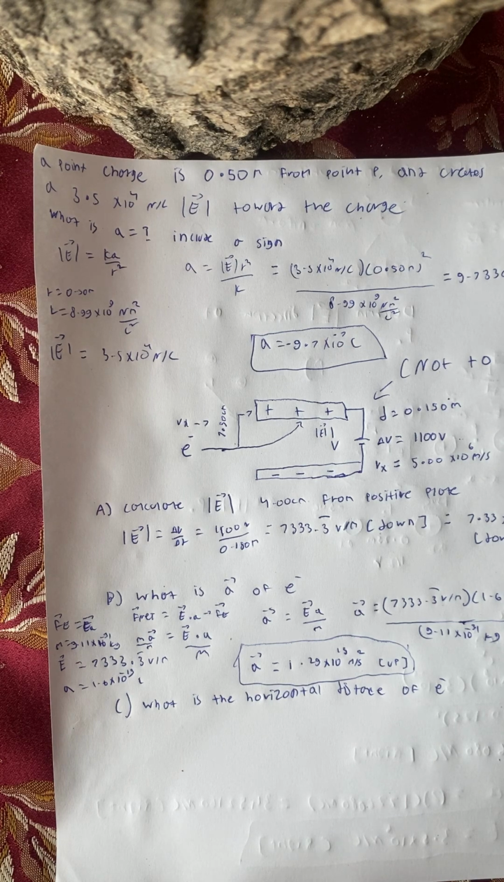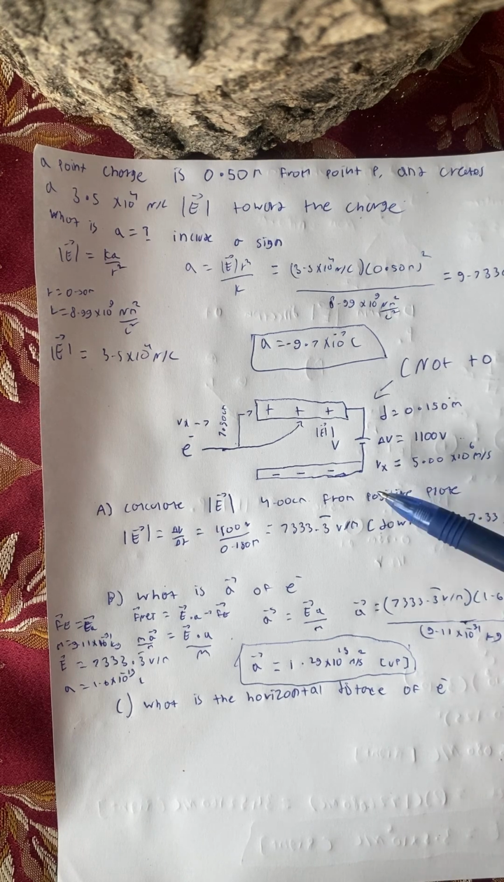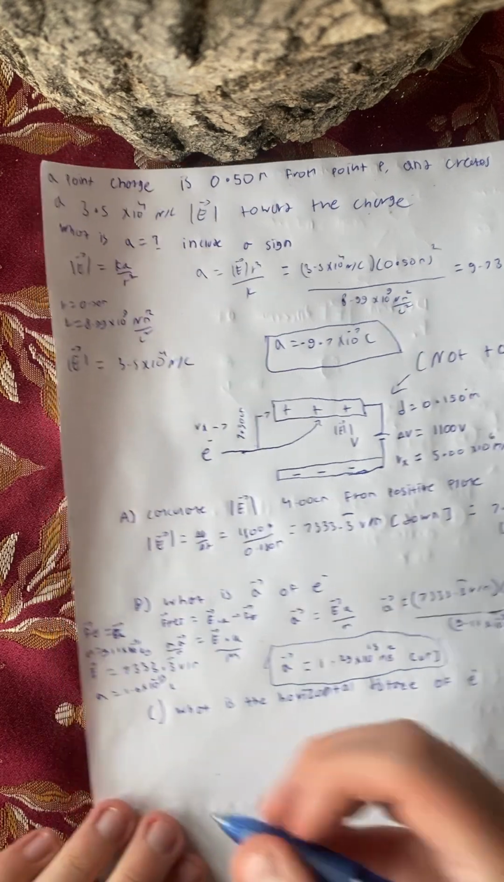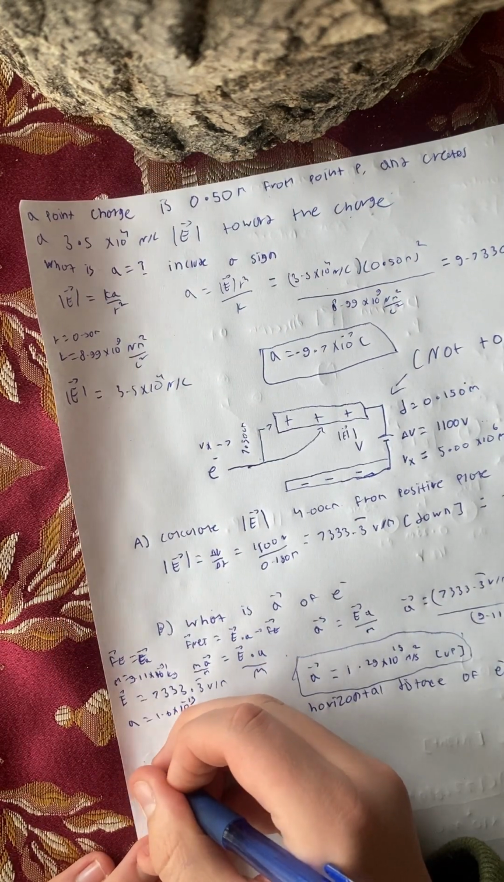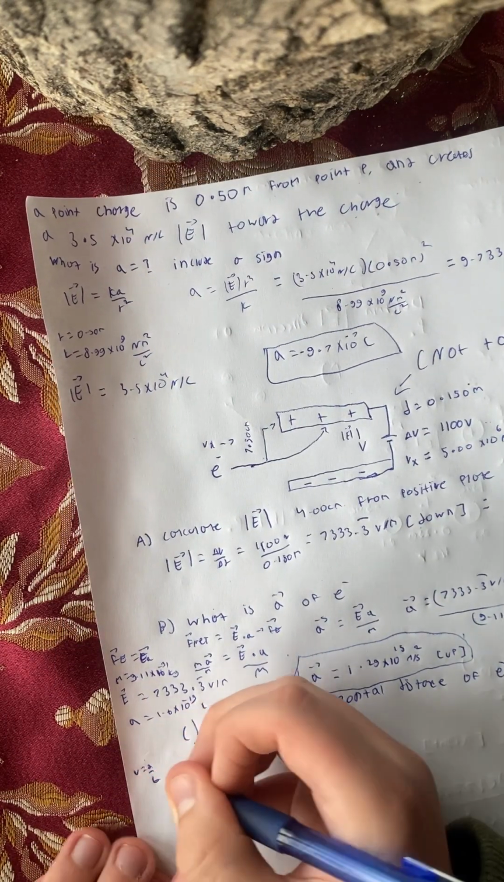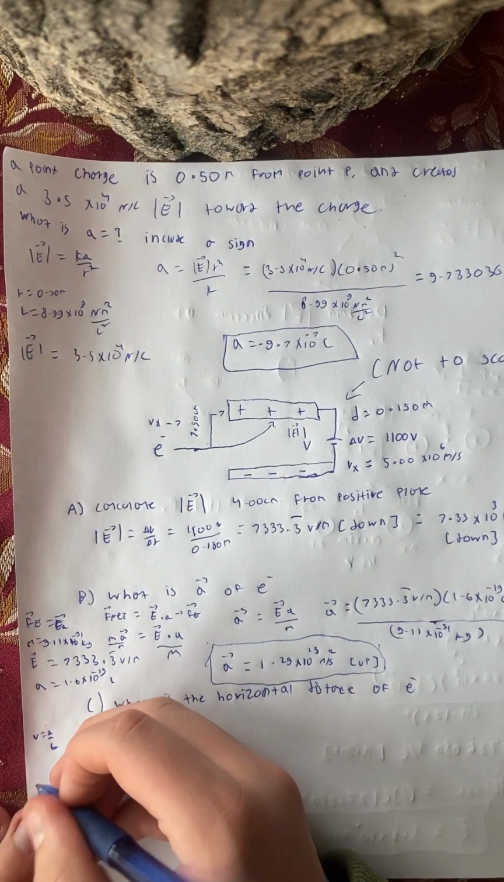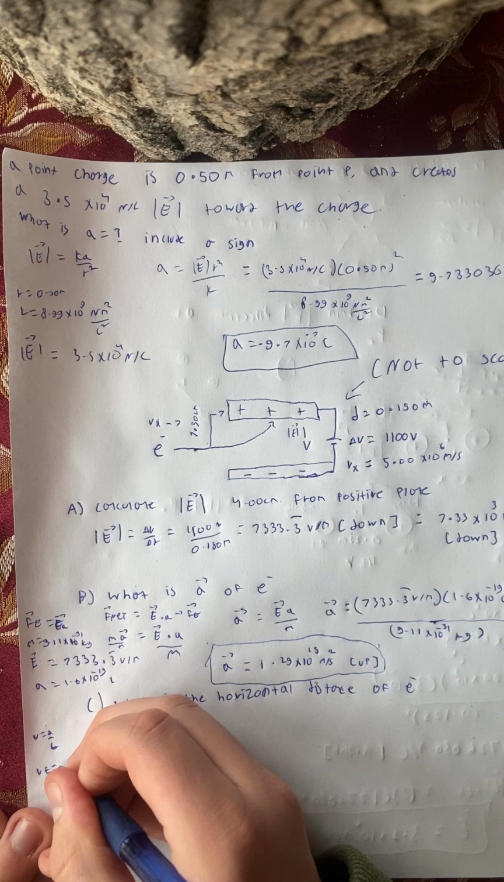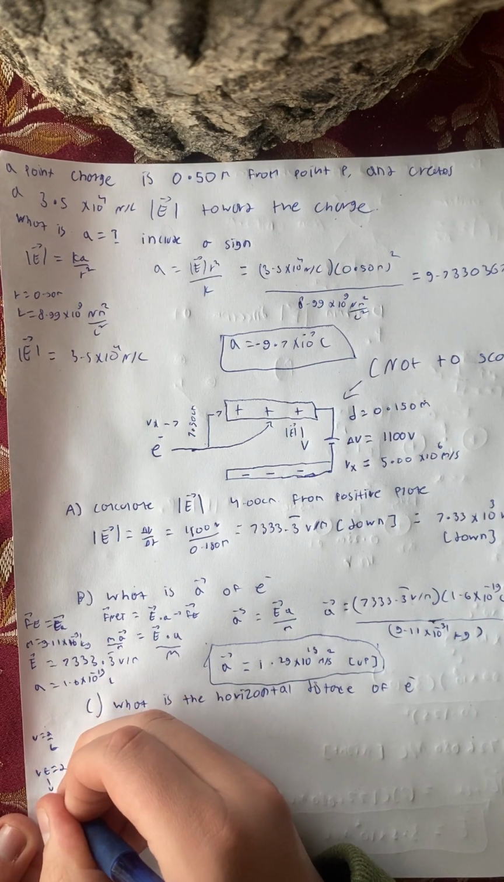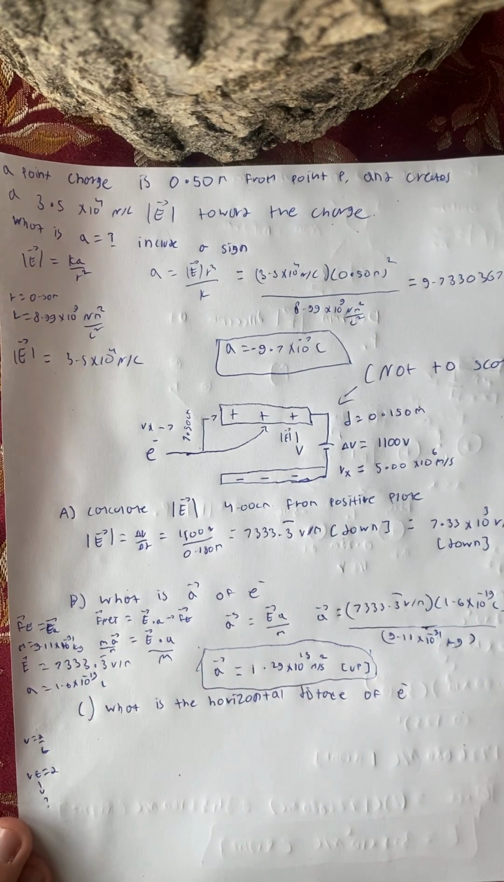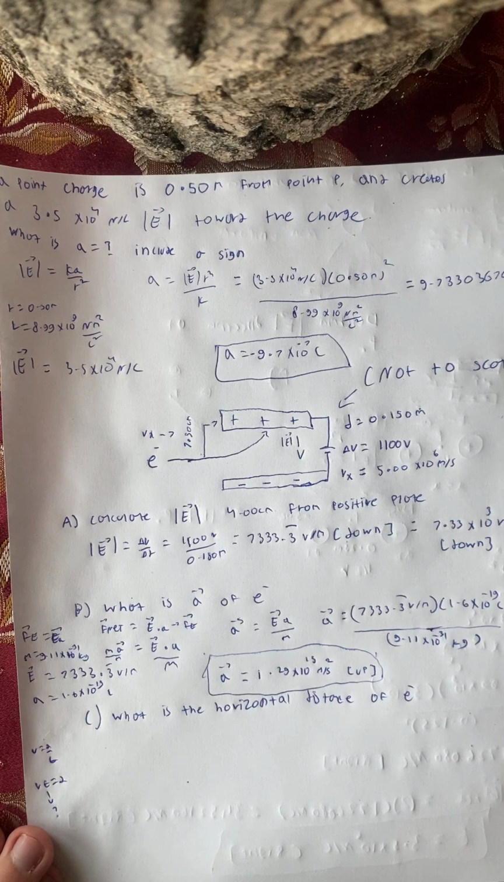So if we want the horizontal distance of E, here we know we have the horizontal speed, which is constant. So we know that v is equal to d over t, since this is constant speed. So if v is d over t, then vt is equal to d, but we don't know t, it's missing. So we're going to have to use some kinematics to find d.